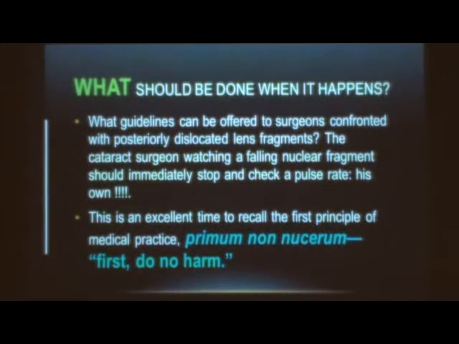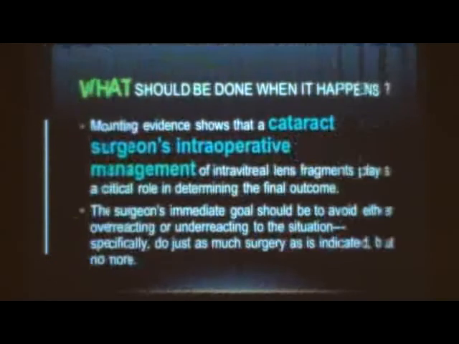So what should be done when it happens? What guidelines can be offered to surgeons based on evidence-based medicine confronted with posteriorly dislocated lens fragments? The cataract surgeon watching a falling nuclear fragment should immediately stop and check a pulse rate, and this is his own first. This is an excellent time to recall the first principle of medical practice, as Dr. Tariq said. First, do no harm. Do not harm the iris, do not harm the cornea, do not meddle with the vitreous if you do not have experience with it. So it's very important not to induce tissue damage.